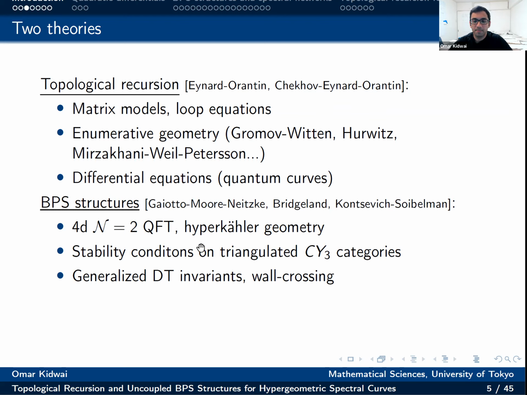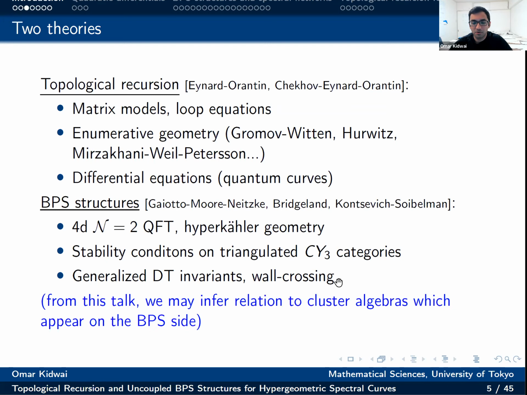So both of these sides are very rich and related to a lot of different things, but they're really sort of distinct theories, and the flavor on each side so far in history has been a bit different. But our goal will be to relate them. And by the way, since the theme of the workshop is cluster algebras, I will say that BPS structures are related to cluster algebras in a well-known way. So if you want, that's my relation.